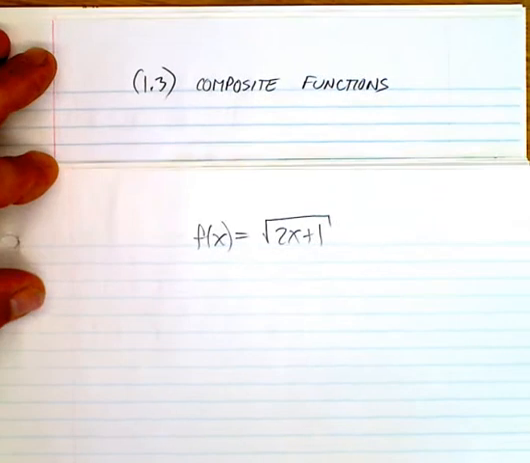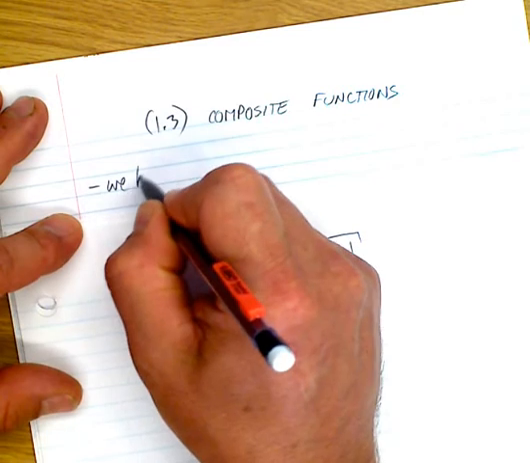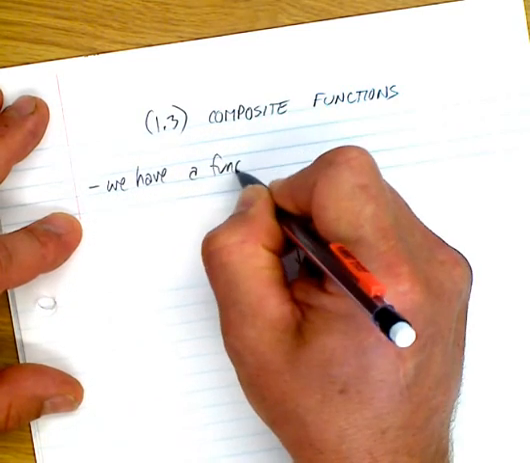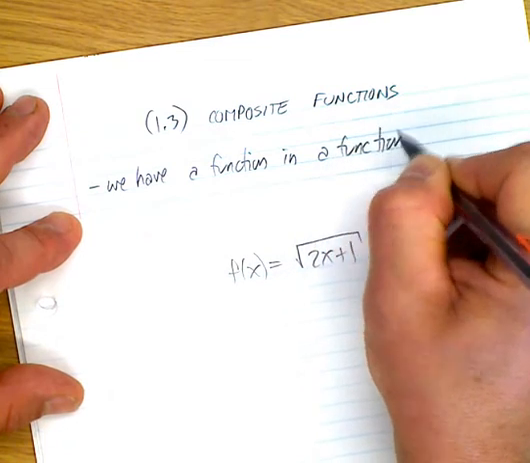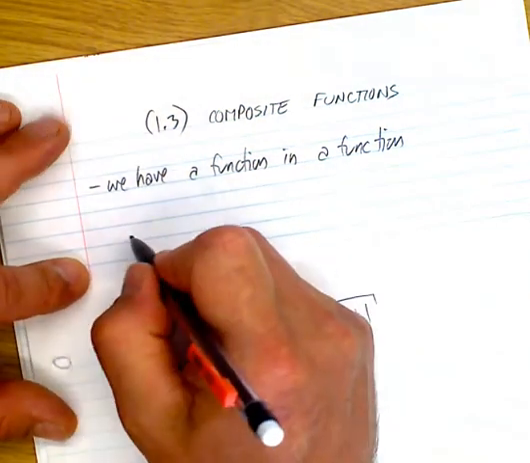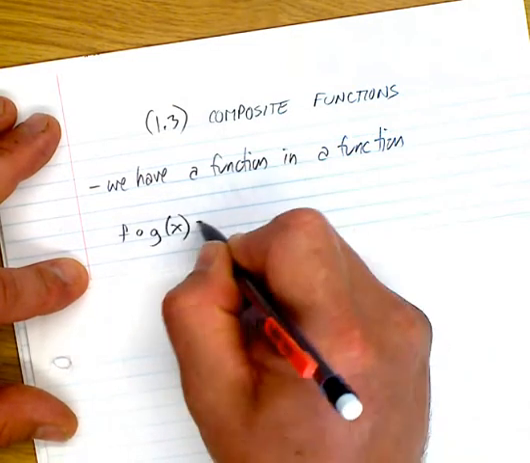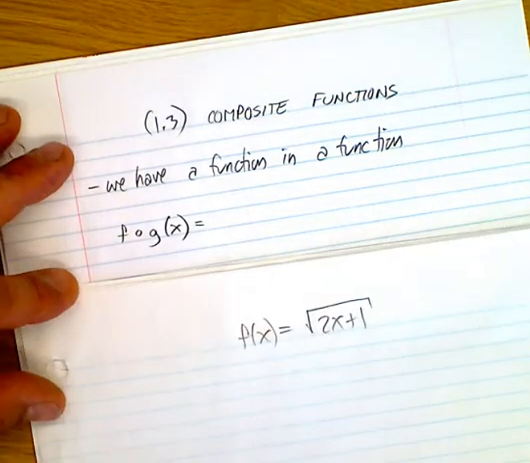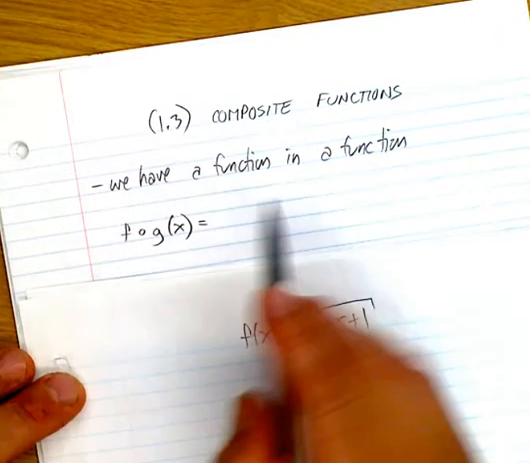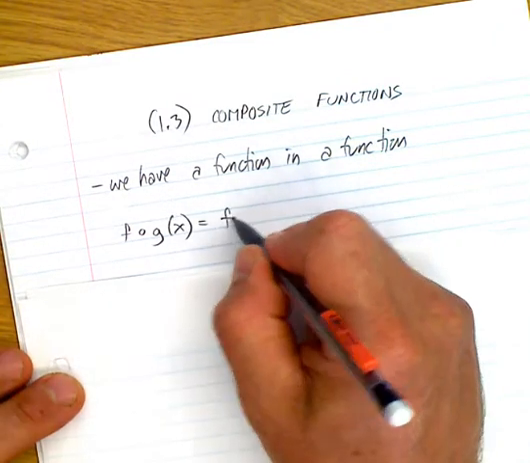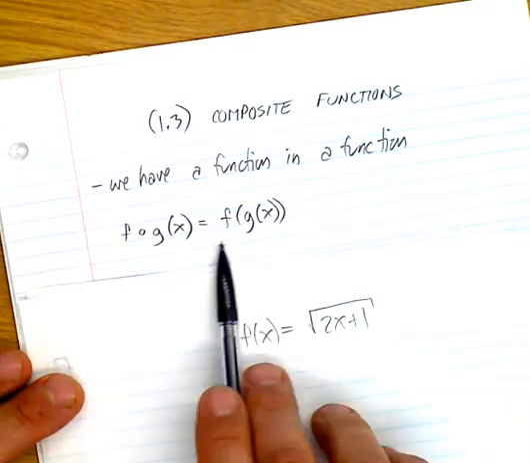And for the notation, let's look first. We have a function in a function. There's an outside and an inside, and it looks like this: f composite g of x. This is the notation that we have. Or "f o g", if you want, depending on what your functions are. What this means is that the outside function is f and the inside function is g. So you have f of g of x.